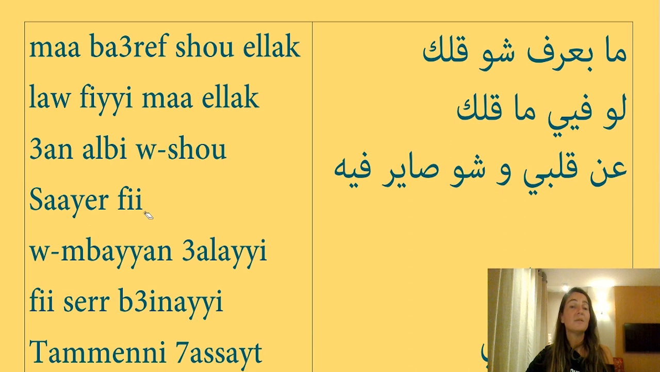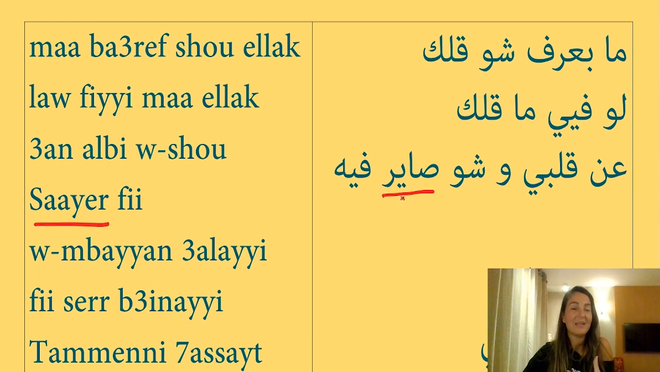وشو صاير فيه. شو صاير في. Now, شو means what, و means and what, صاير في, what has happened to him. So if I could only hide or not tell you about my heart and what happened to him. But let's explain this a bit further and break it down. صاير, I translated it as what has happened to him. But here we're using not a verb, it's a participle. Literally, it means the person who happened, or the happener, literally. It makes no sense in English, but that's what it means in Arabic.